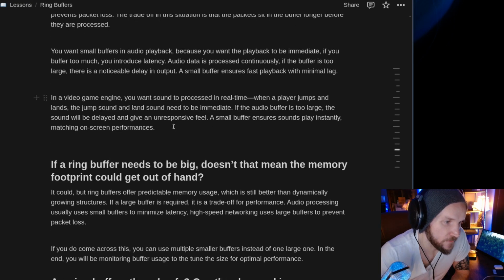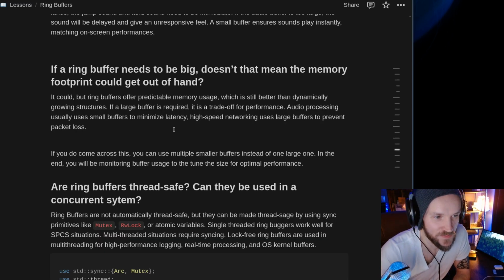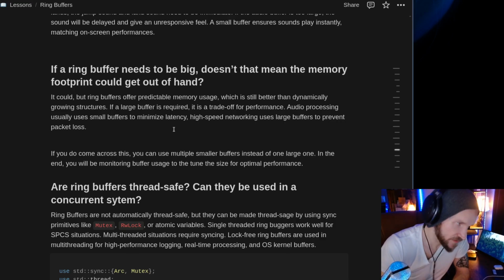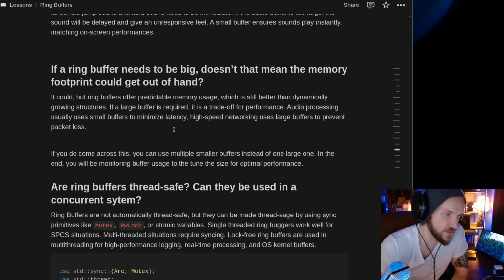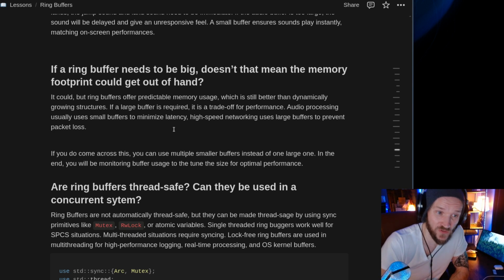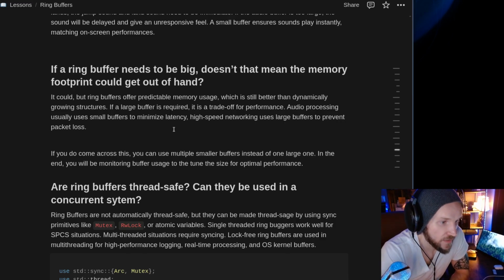Okay? Now, this relates to the first question, right? So if a ring buffer needs to be big, doesn't that mean its memory footprint can get out of hand? It could, but ring buffers have predictable memory usage. That's what these are all about, which is better than these dynamically growing structures, right? So if a large buffer is required, it's a trade-off for performance, right? So audio processing usually uses smaller buffers to reduce latency. And then high-speed networking uses large buffers to prevent packet loss because you want to be able to process all those packets.